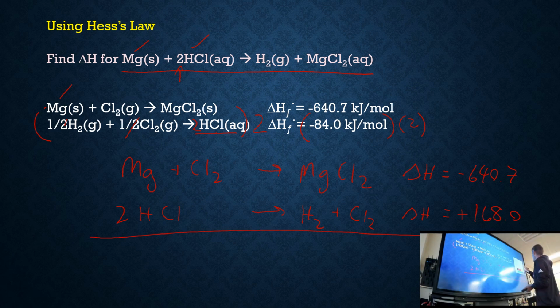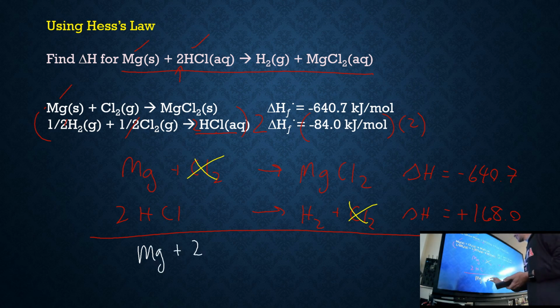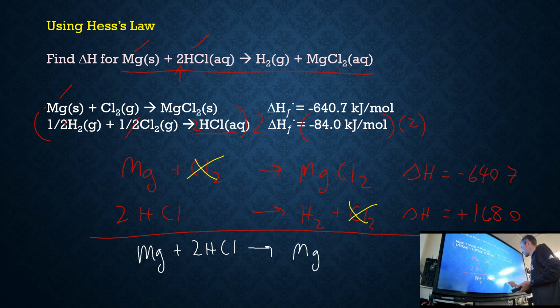So let's get our yellow out, cancel out some things. We can cancel out Cl2 and Cl2. Okay, and that's all that gets canceled. Go to our white. So Mg plus 2HCl yields MgCl2 plus H2. And our delta H is now going to be the summation of those. I should have it memorized. Negative 472.7 kilojoules per mole, which is the same value we got using the graph. Okay, so that's Hess's law, basically taking different reactions and rearranging them to get the final reaction and summing up the delta H's.